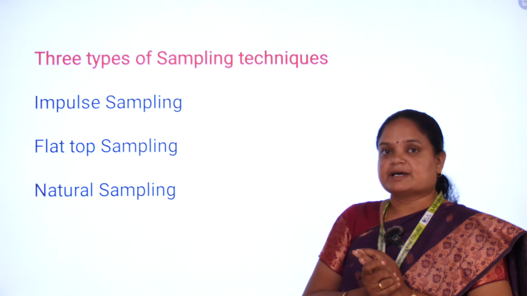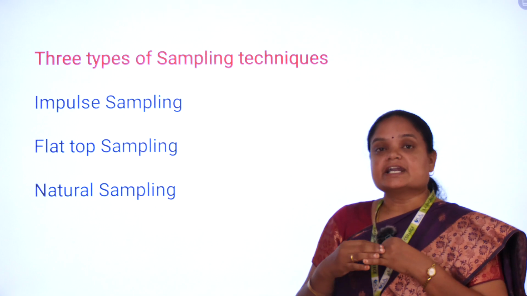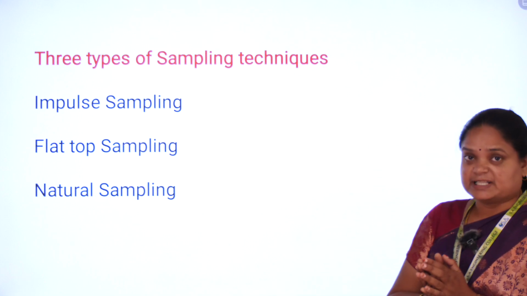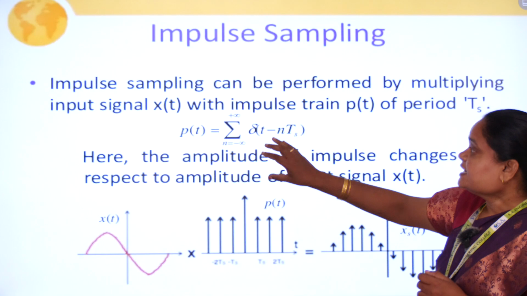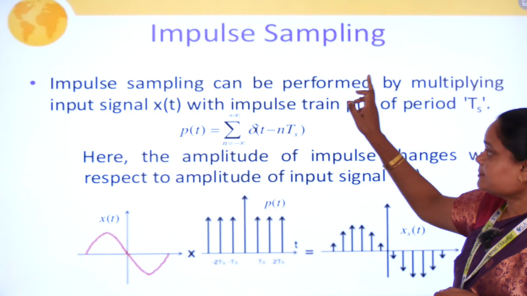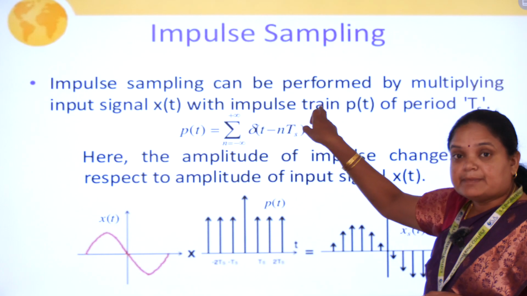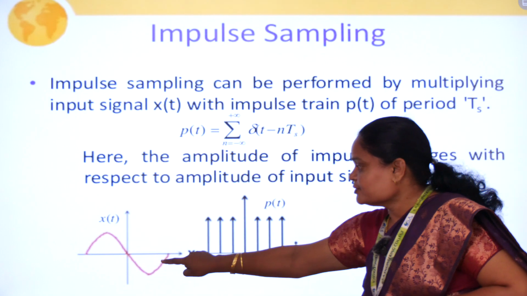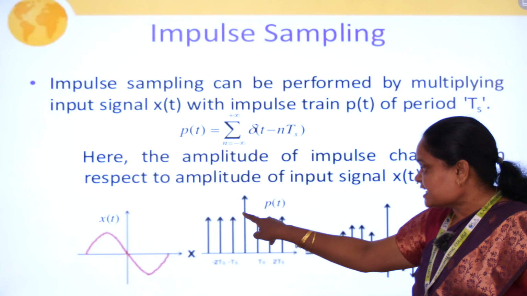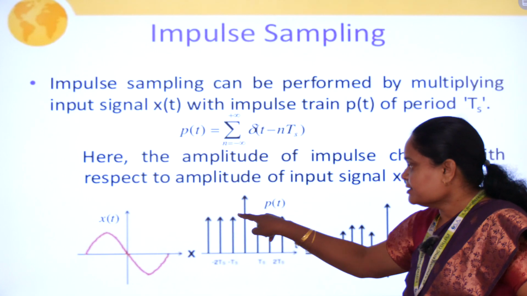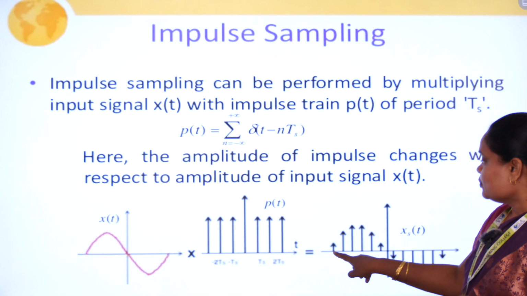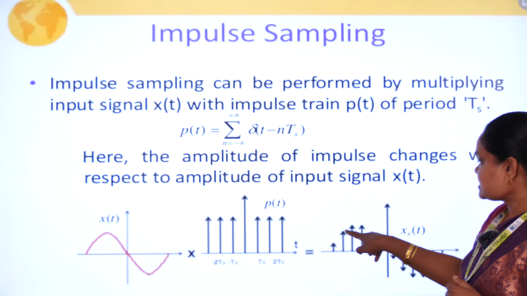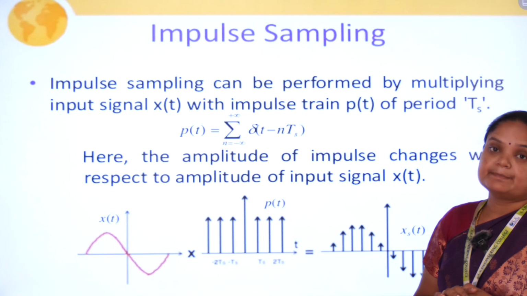There are three methods of sampling. One is called impulse sampling, another one flat top sampling, and the third one natural sampling. So what is impulse sampling? Impulse sampling can be performed by multiplying the input signal x of t with an impulse train del of t with a period Ts. See here, this is a continuous signal x of t multiplied with an impulse train of the same amplitude with a period of Ts. We get the output y of t, that is the sampled output xs of t, like this. So this is called impulse sampling.